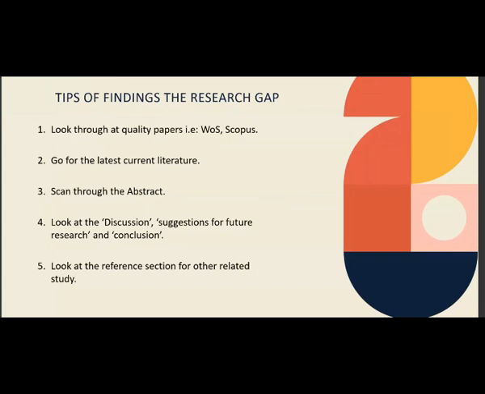The third one is, before you download your paper, before you decide that you want to use it as your reference, please scan through the abstract. From here you will know basically whether the paper or the research that you are looking at is relevant to you or not. The abstract will tell you what the research is about, the aim and objective, how the research is conducted, what the main findings are, and what the contribution of the paper is.